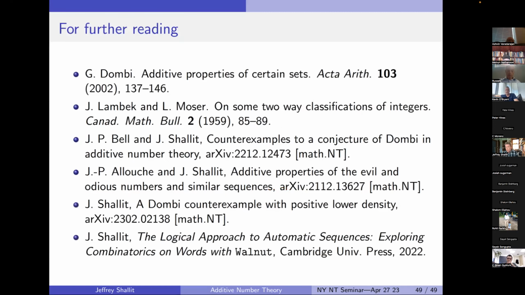If you're interested in this, there are some references. The slides will also be on my homepage, so you can see them that way. A little bit of shameless self-promotion: I also wrote a book, which tells you hundreds and hundreds of different things you can prove with this approach. It's both an introduction to combinatorics on words, which is the area that I work in currently, and also a manual of how to prove all these things in combinatorics on words using Walnut. So if you're interested, you can find more about it there.